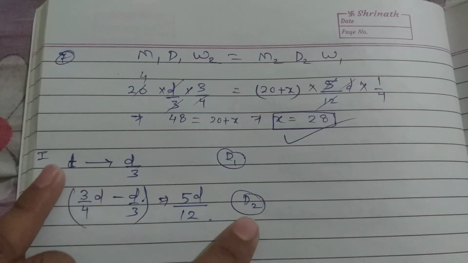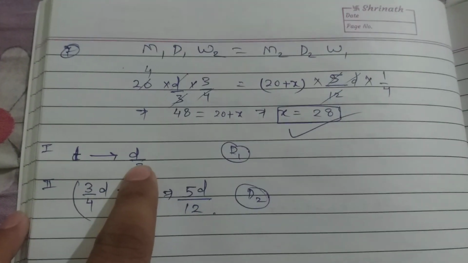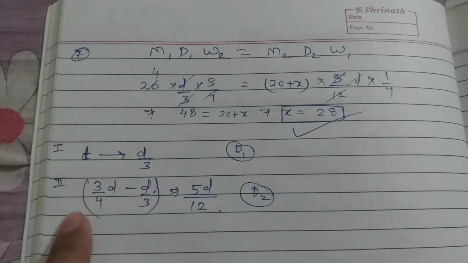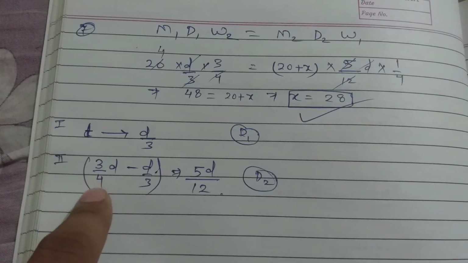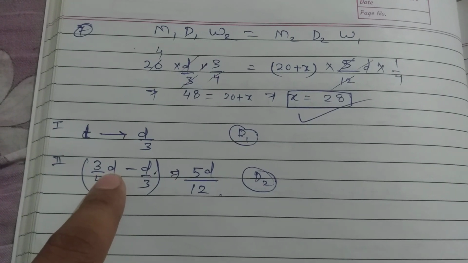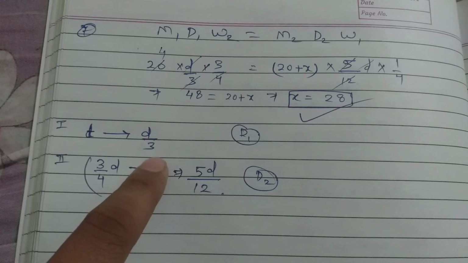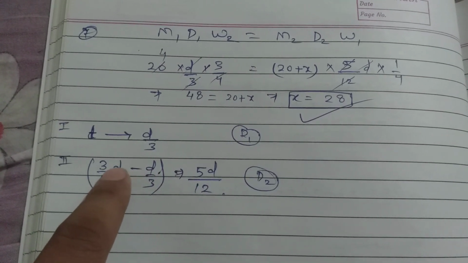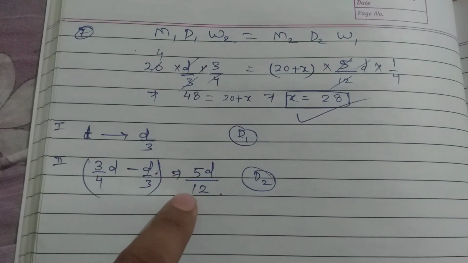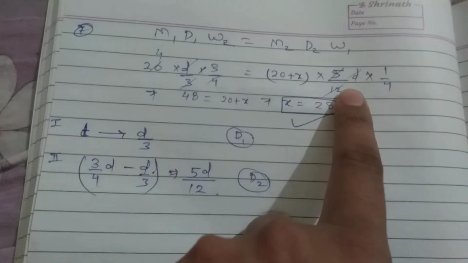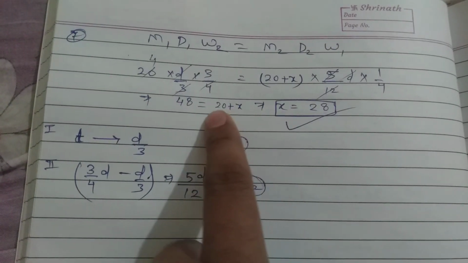And you can see here initial case is D by 3, and after that we have to use 3/4 of the total time, and D by 3 time has completed. So 3 by 4 D minus D by 3 is 5 by 12 of D. This is the value of D2. We will put it here and try to solve it.